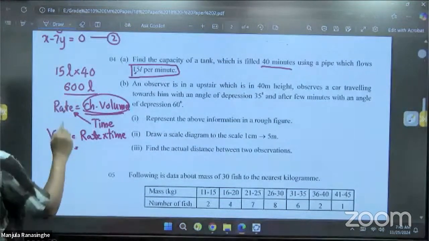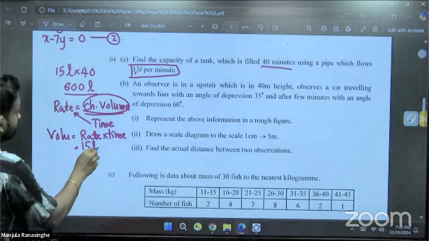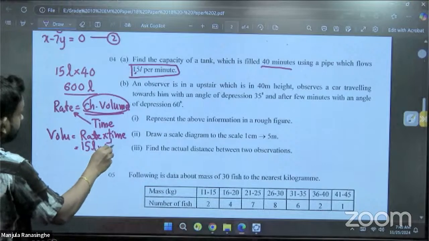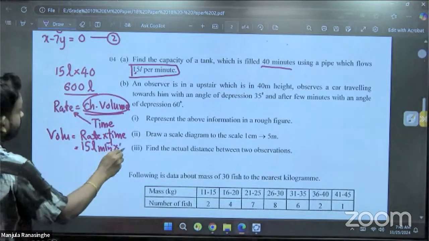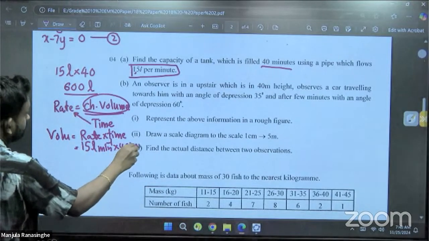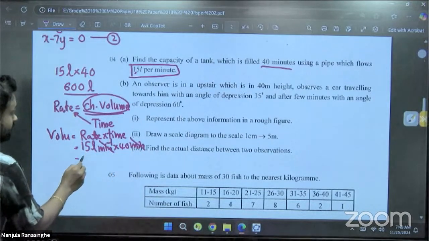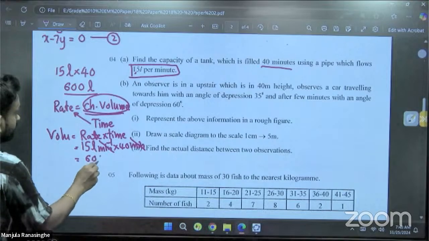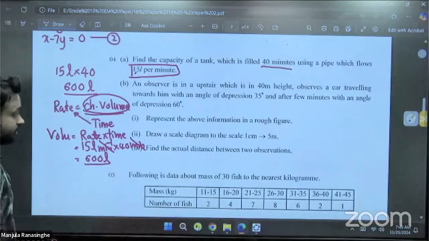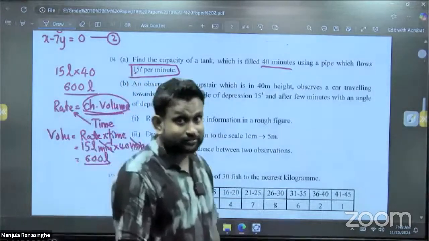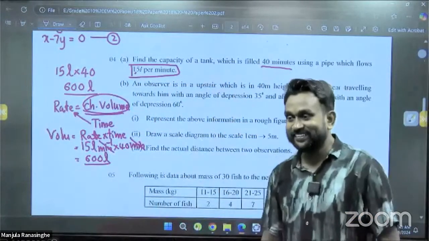Rate into time. So the rate is 15 liters per minute, meaning minutes to the power minus 1, then into the time, 40 minutes. Then how is the unit conversion? So minutes minus 1, minutes plus 1 cancelled. So 15 into 40, 600 liters is given there by the equation. If you love this equation, that is for you.